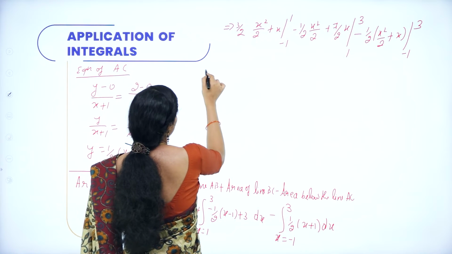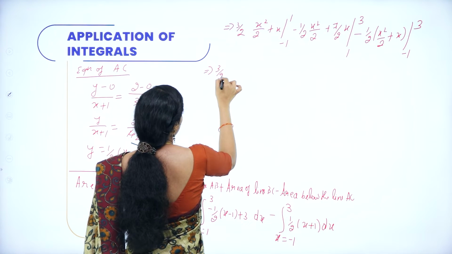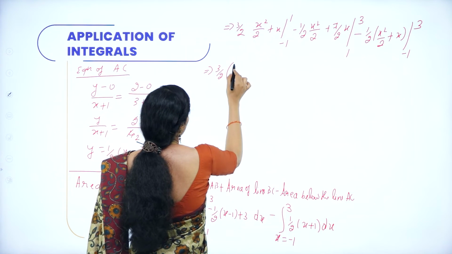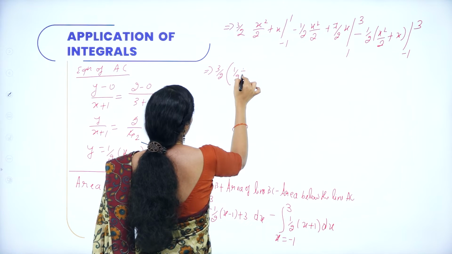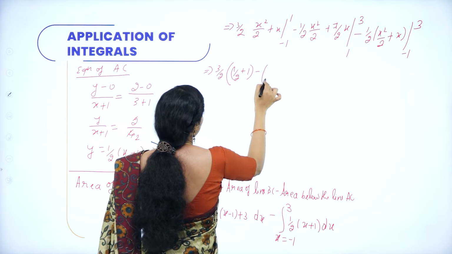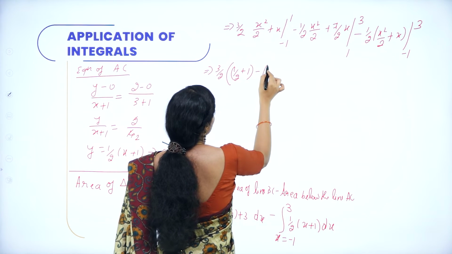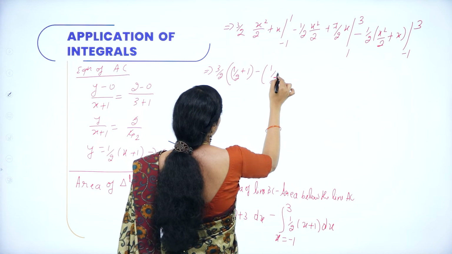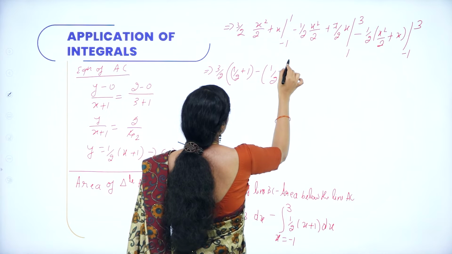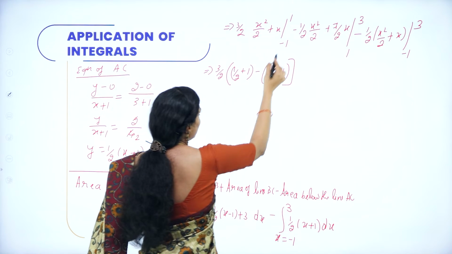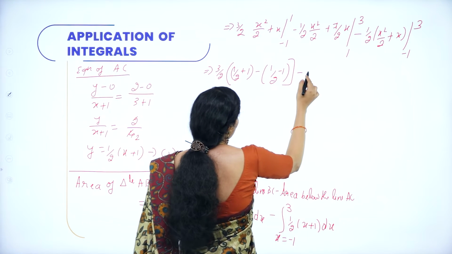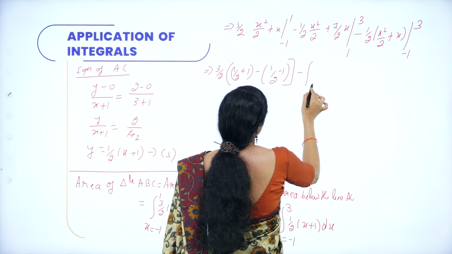Now if you apply the upper limit here, so 3 by 2 into 1 square divided by 2 is 1 by 2 plus 1, minus applying the lower limit, -1 square divided by 2 is 1 divided by 2 minus 1. Now this is over by 3 by 2. Now minus, again you can multiply here.